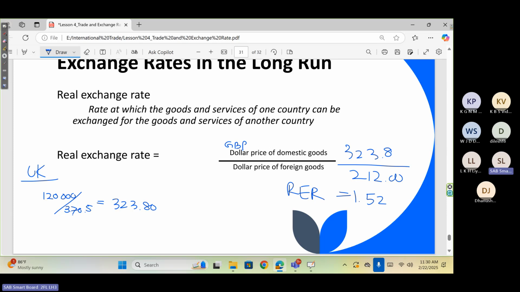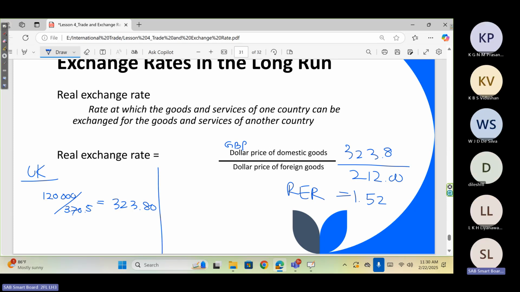Is there purchasing power parity or not? To have purchasing power parity, the real exchange rate should be 1. Here it is 1.52. There is no purchasing power parity between the UK and Sri Lanka. Now the other way around, regarding Bangladesh.